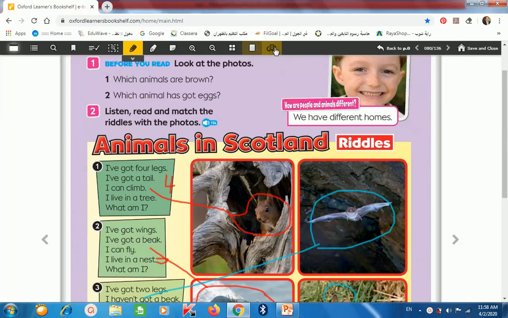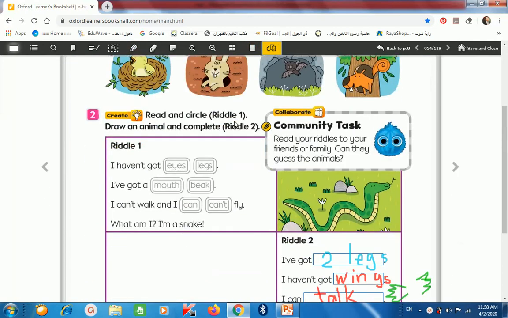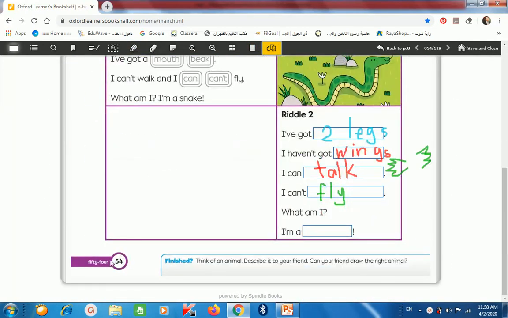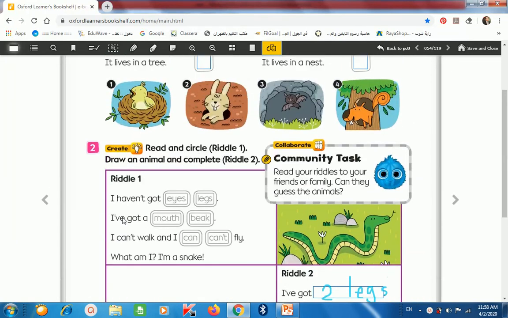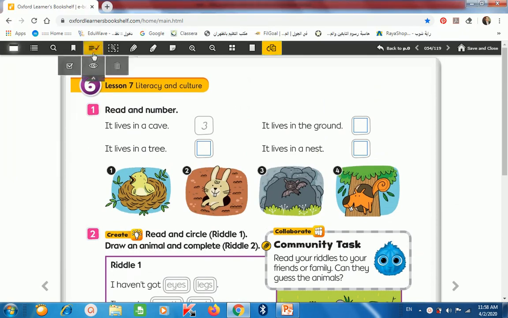Okay? Now let's move to the activity book and open your activity book page 54. Activity book. Okay? And now let's see. Read and number. I'm gonna read the sentence and tell me which picture. Is it 1 or 2 or 3 or 4? Of course, you know these animals. A bird, a rabbit, a bat, a squirrel.